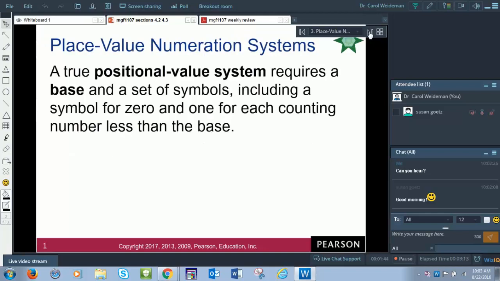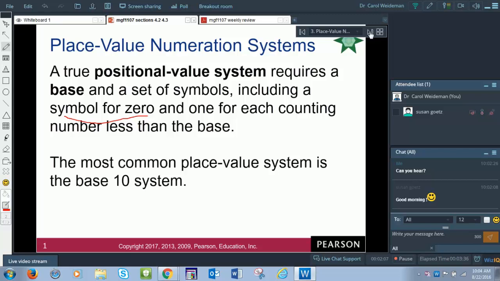So a true positional value system, first of all, requires a base. And in our system in the United States, our base is 10, and a set of symbols, including, and this is really important, a symbol for 0. Because when you don't have a symbol for 0, it's really hard to represent numbers. So the symbol for 0 is really, really important. And then 1 for each counting number less than the base.